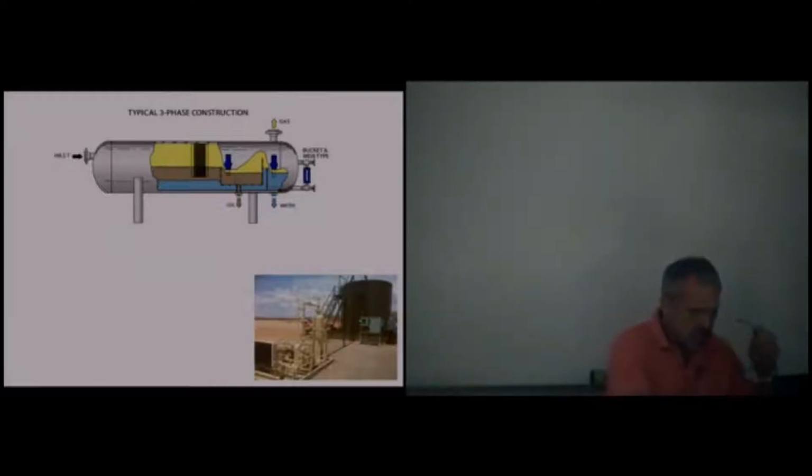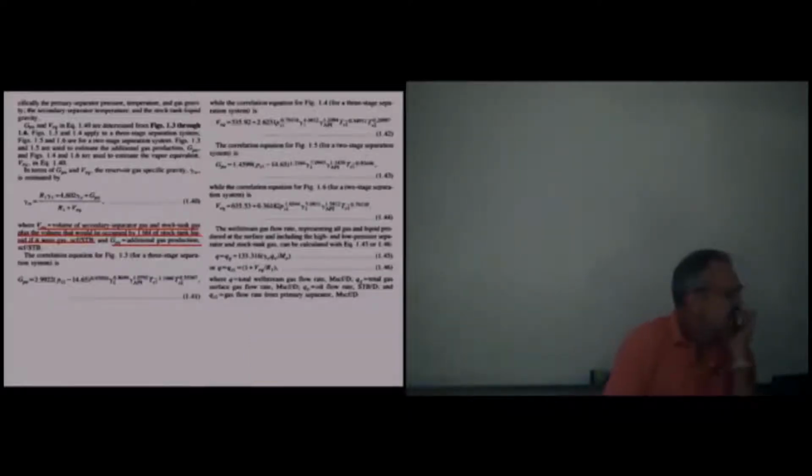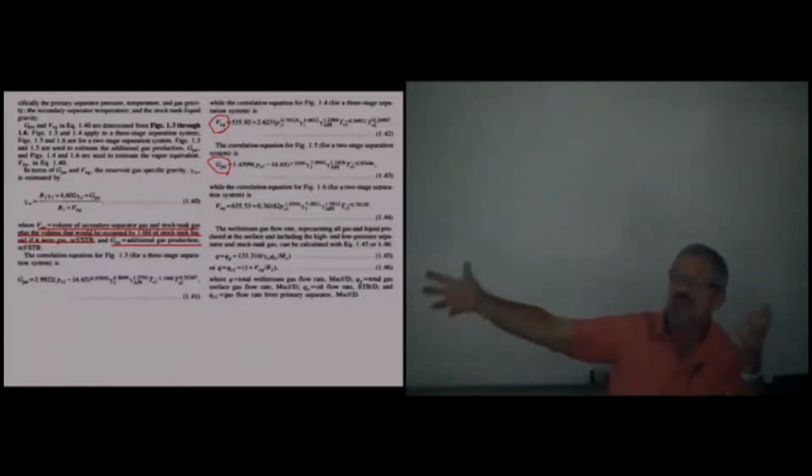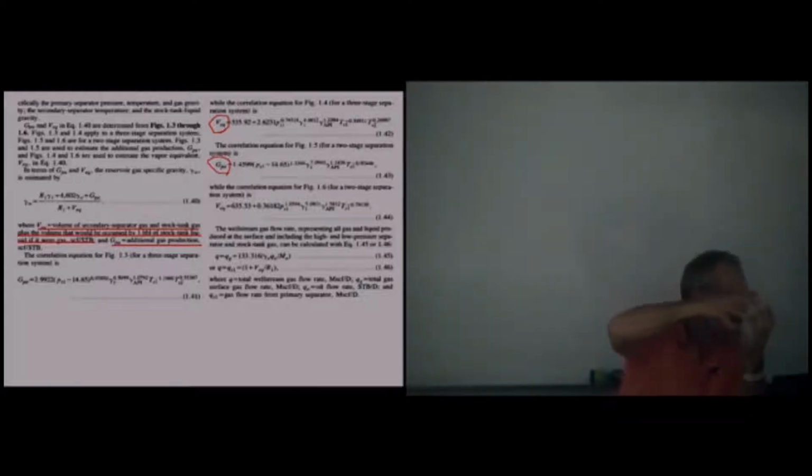Okay, so we're going to look at the next problem, and we're going to use these two terms that we'll never actually see: VEQ and GPA. And VEQ is the volume of secondary separator gas and stock tank gas, plus the volume that would be occupied by a barrel of stock tank oil. So again, we've got separator gas, and we know that we've got some gas that comes off these other stages. What would it look like if it was back in the well stream?